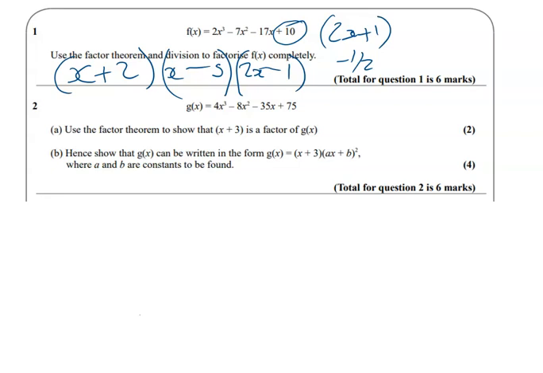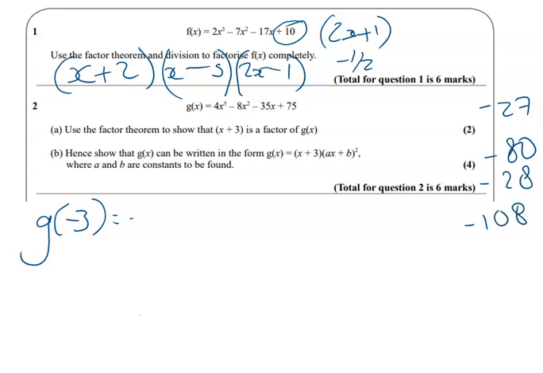So this one says use the factor theorem to show, and look, they've given us the amount as well. So we can try g of minus 3, and we can get, oh, what's that going to be? Minus 27 times 4. That's a bit rude, isn't it? 27, that's going to be minus 80, and minus 28, so minus 108.